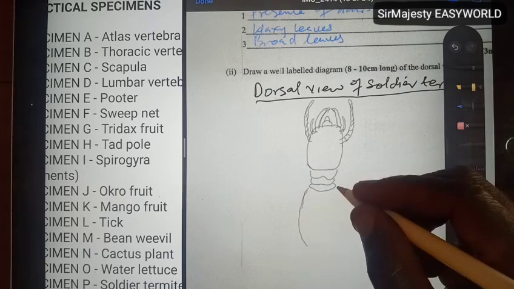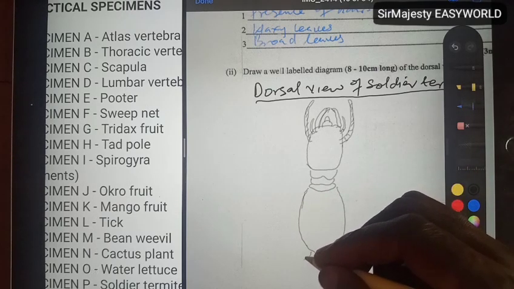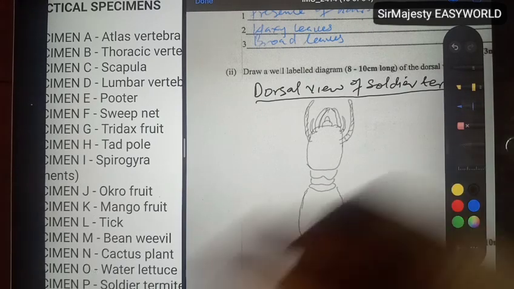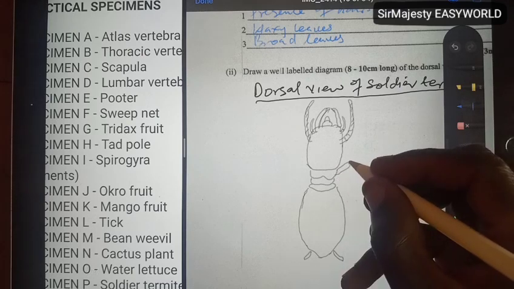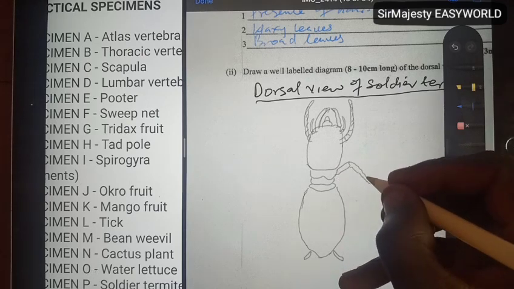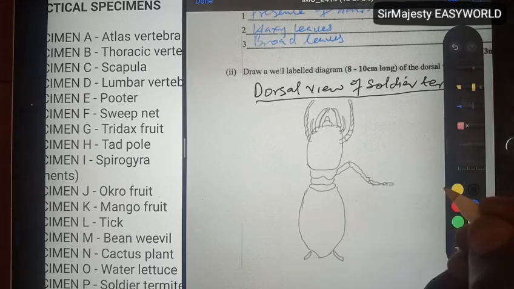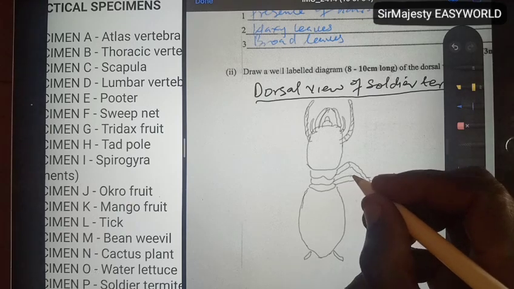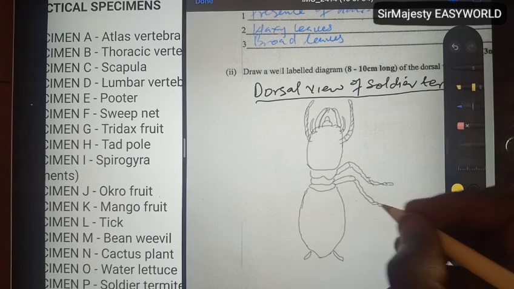Then you make it this way. At the end you have your soldier termite. Put your circles here, put your circles here. Okay. Then in each of these segments you have your femur fixed. Then you have your tibia. When you fix the tibia, you fix your tarsus. And each segment like this, the same way. Have the tibia still, fix your tarsus.